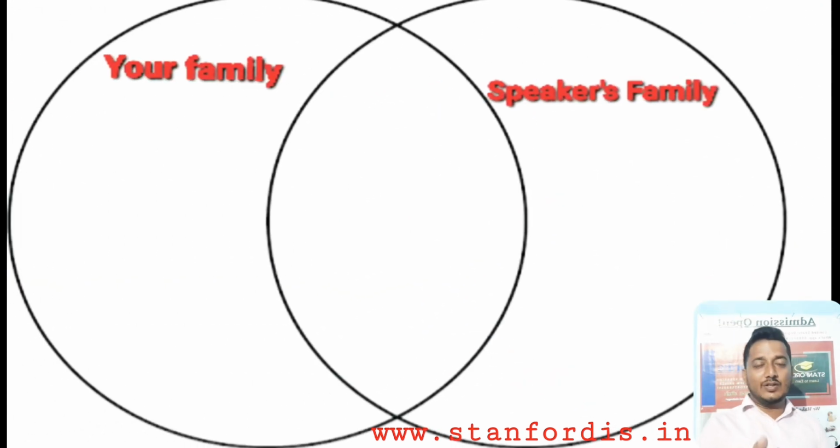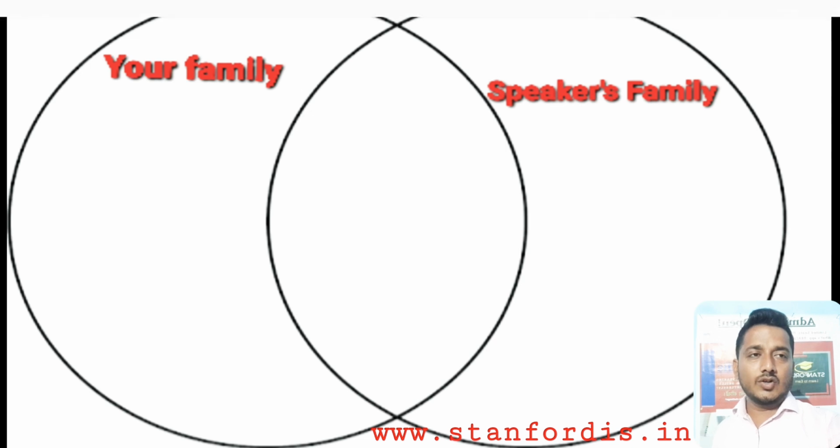See, I said that you are going to talk about your family and the speaker's family. So like this, you are going to write on a piece of paper and you are going to talk about your family and your speaker's family. So this Venn diagram is going to be very lengthy, in detail. It will be very large because we have many members in a family like father, mother, brother, sister, uncle, aunt, cousin, and many more people. Here in between you are going to write common people.